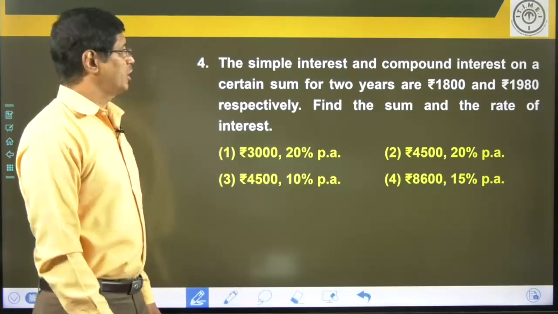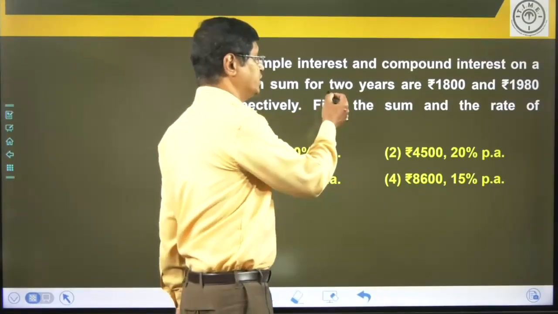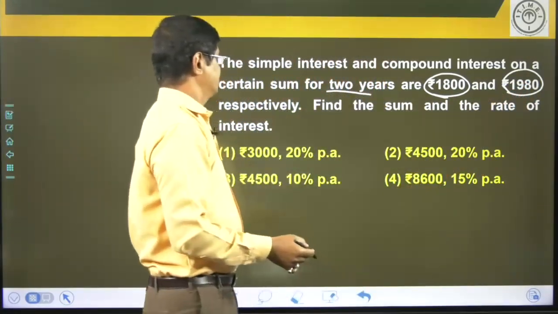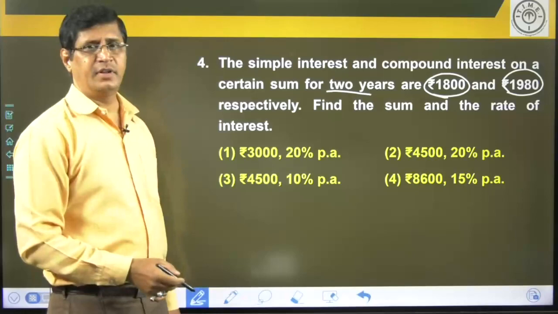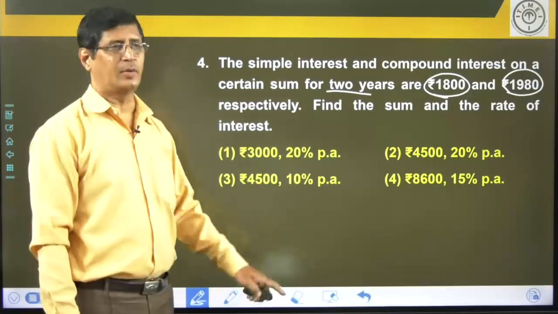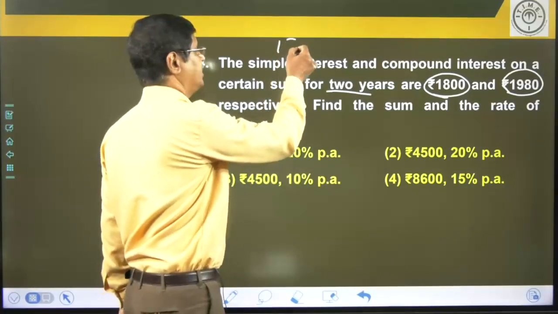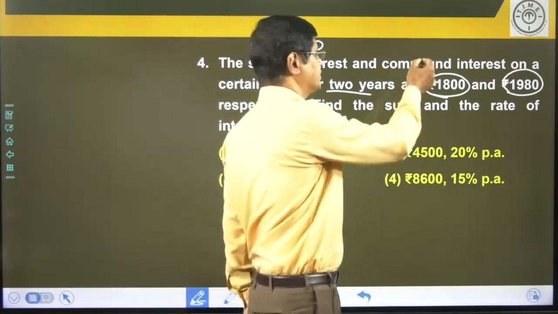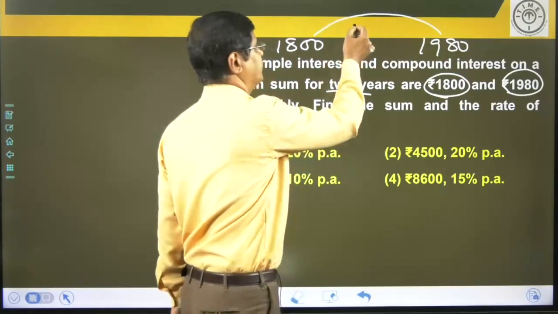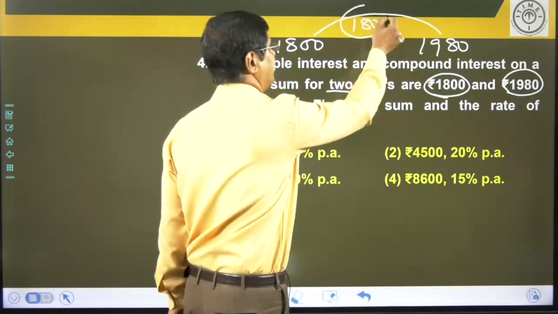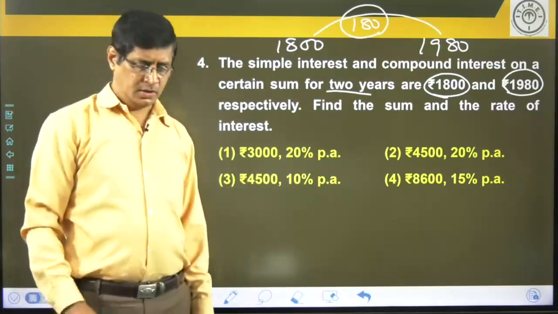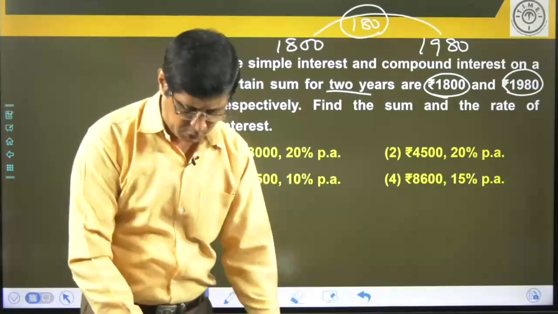The simple interest and the compound interest on a certain sum for 2 years are 1800 and 1980. Simple interest is 1800. Compound interest is 1980. How much is the difference here? 180 rupees. Now, what is the main difference between the simple interest and compound interest?